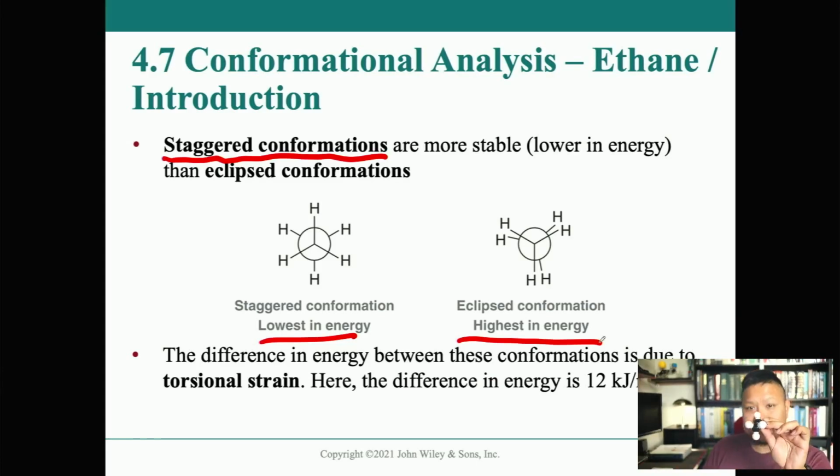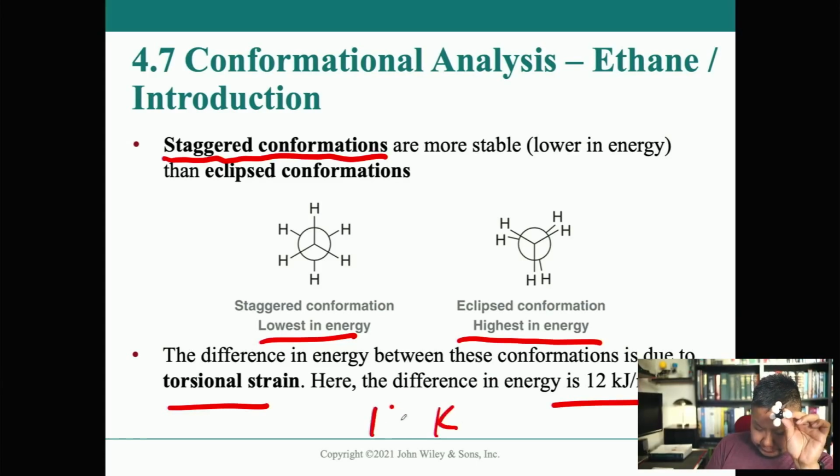So the difference in energy between these two conformations is the torsional strain. The strain of these hydrogens wanting to be as far away from each other as possible. That difference is actually 12 kilojoules per mole, right? Let me write that out because it's a little bit blocked. 12 kilojoules per mole.